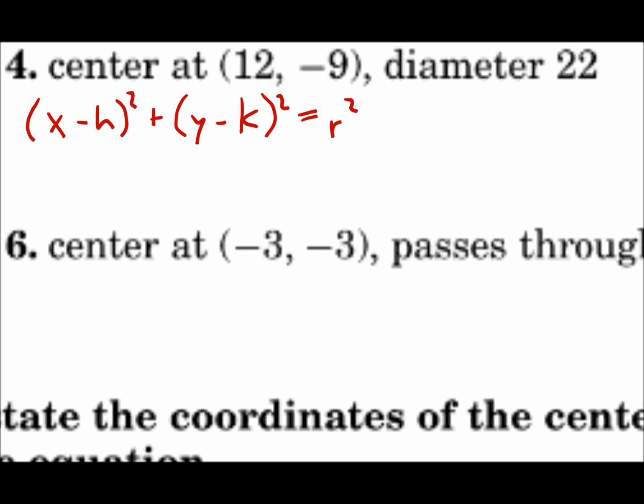Number 4, the center is at (12, negative 9), and the diameter is 22. For this one, using (12, negative 9), 12 is h and negative 9 is k. If the diameter is 22, the radius is half that, or 11. And now substitute in.